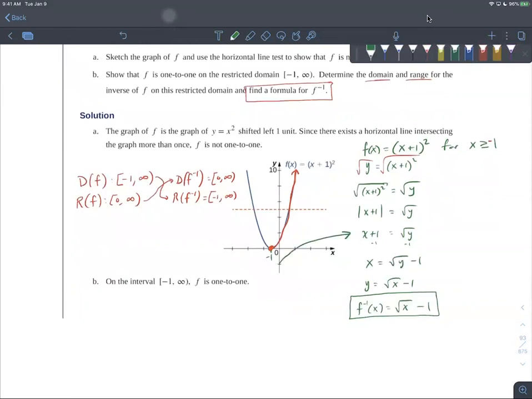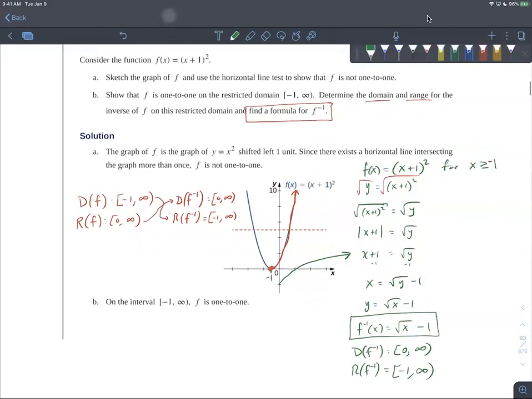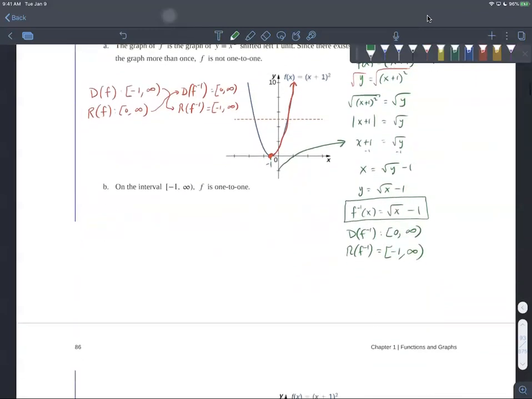Now let's check the domain by looking at the graph. The domain of f inverse, it looks like, is from 0 to infinity, which matches what we said earlier. The range of f inverse, since it got shifted down 1 unit, is -1 to infinity, which matches exactly what we said earlier. So everything seems to be matching up, and that's good.